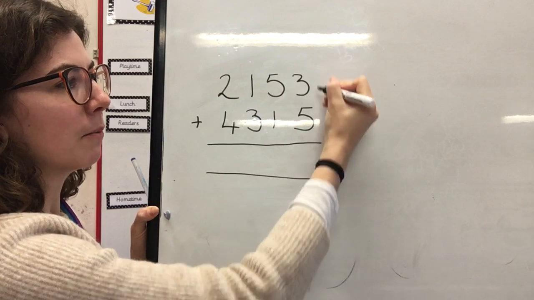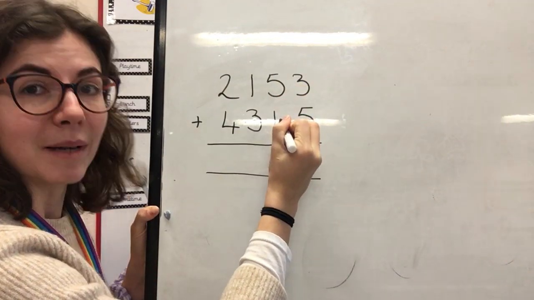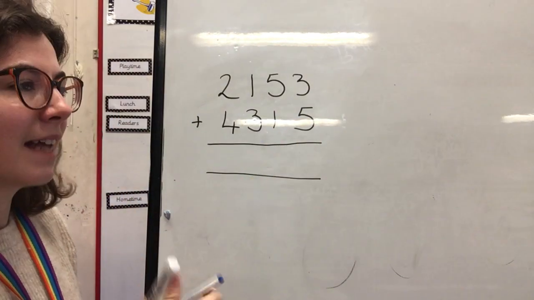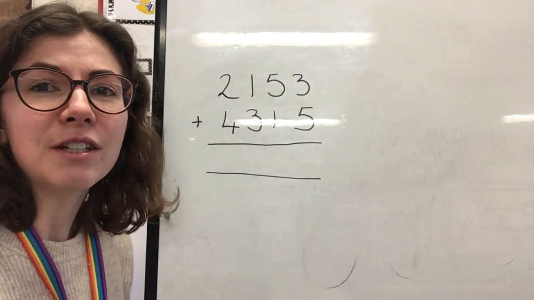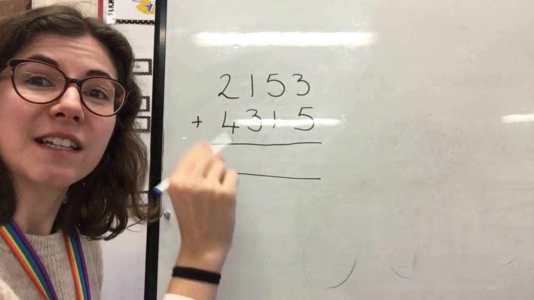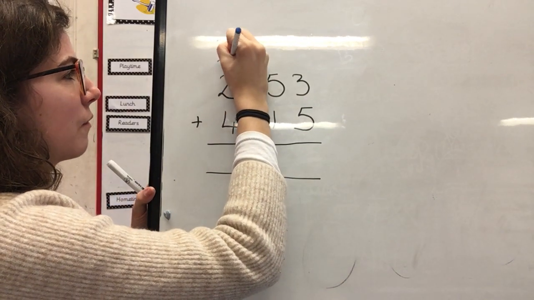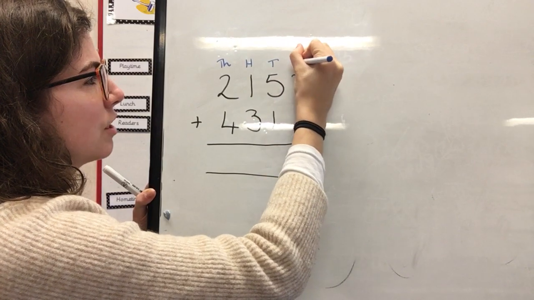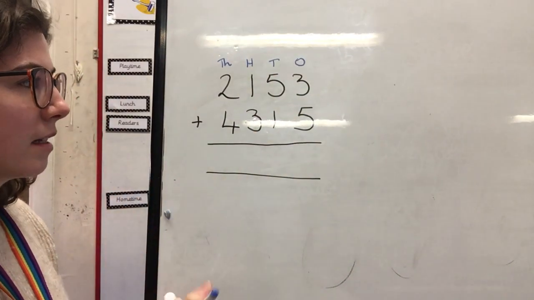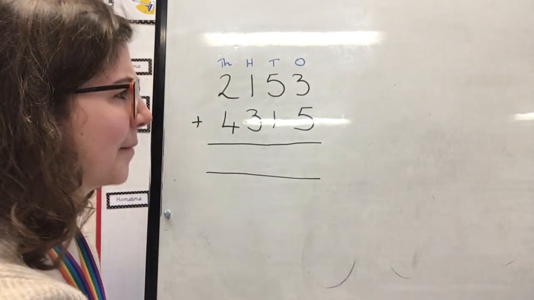are aligned. So my ones digits are underneath each other, my tens digit is underneath my tens, and so on. And what I'm going to do is I'm going to label my place value columns. Now you don't need to do this when you carry this out at home. This is just so that what I'm doing is clearer for you in the video. So we've got our thousands digit, our hundreds digit, our tens digit, and our ones digit. So we want to add these two 4-digit numbers together.